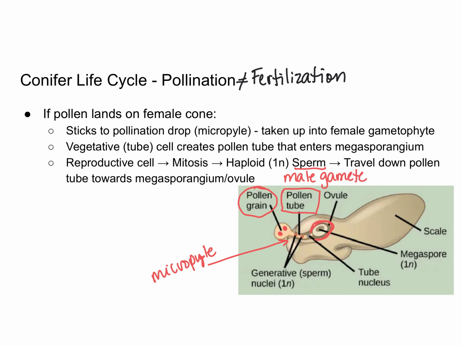So remember, the pollen is the male gametophyte, which is the structure that produces the male gamete of sperm. The sperm then travel down the pollen tube towards the megasporangium and the ovule, which is where the egg is waiting for it.